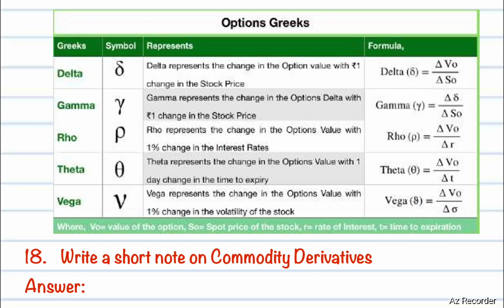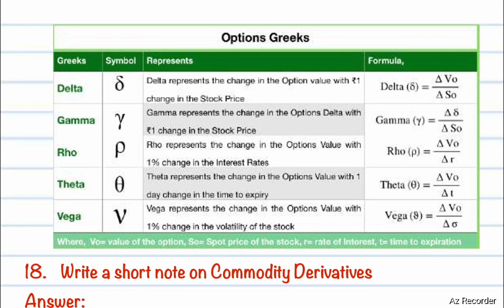Option Greeks. There are 5 option Greeks: delta, gamma, rho, theta, vega. Delta represents the change in option value with 1 rupee change in stock price. Delta equals change in V0 divided by change in S0.